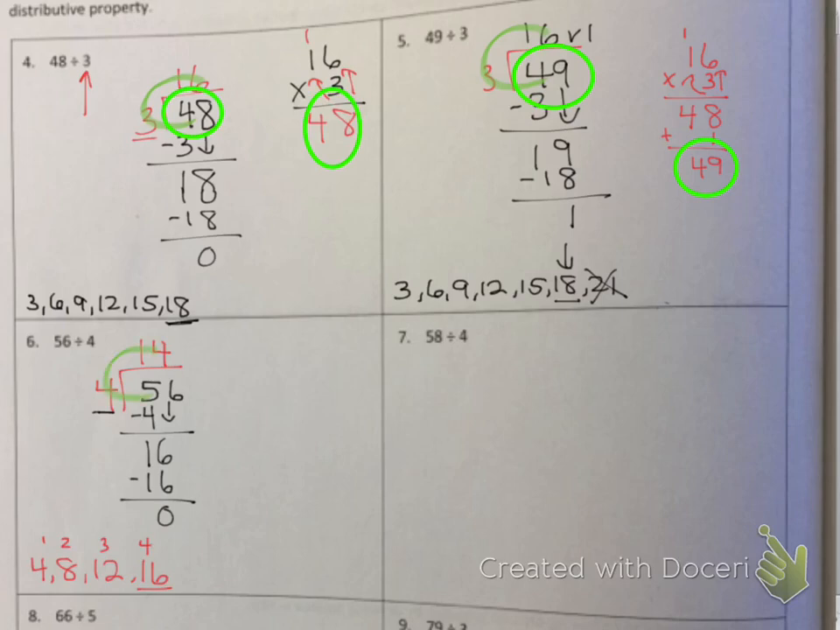So 14 times 4 should equal 56. So let's check it out. So 4 times 4 is 16. Bundle, so we have one group of 10. And then 4 times 1 is 4 tens, plus 1 is 5 tens. And yes, we have the green light.